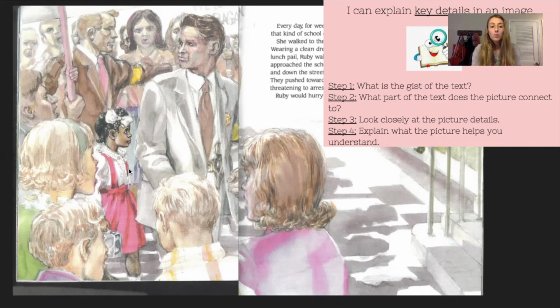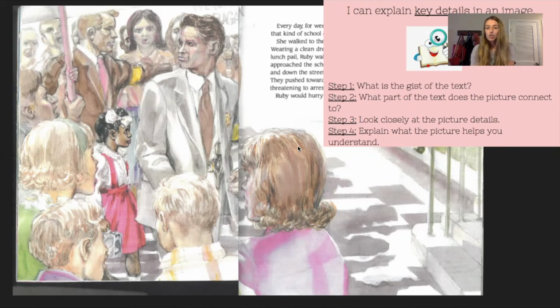So I see Ruby looks very focused. She's looking ahead to go to the school. She doesn't really seem to be paying much attention to all of the angry people that are around her. And I see the marshals that are there also to protect her. So I can see in the picture that there's a lot going on and that this could be a really scary situation. But Ruby looks like she's being very brave.